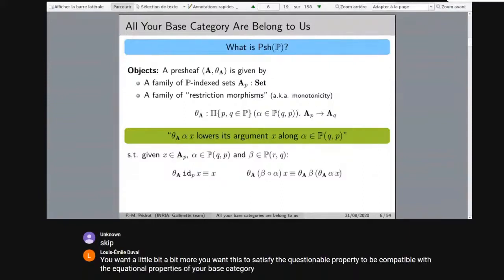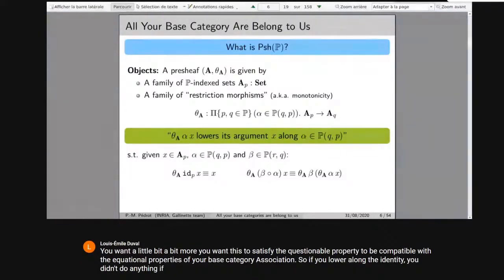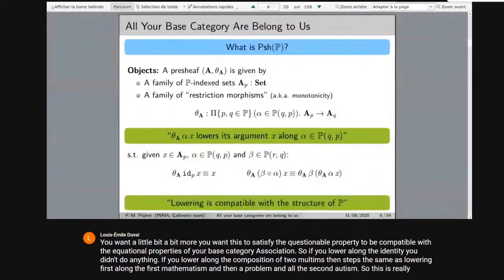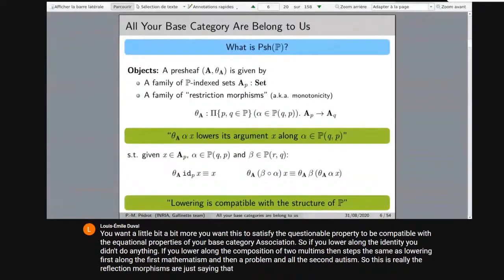So essentially, if you lower along the identity, you didn't do anything. And if you lower along the composition of two morphisms, then that's the same as lowering first along the first morphism and then along the second morphism. So this is really, the restriction morphisms are just saying that lowering is compatible with the categorical structure on P.